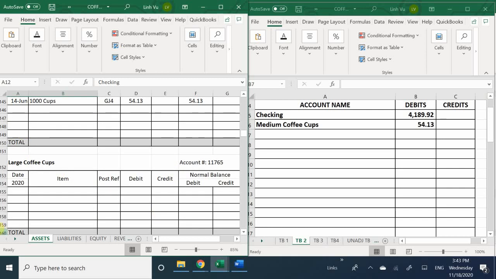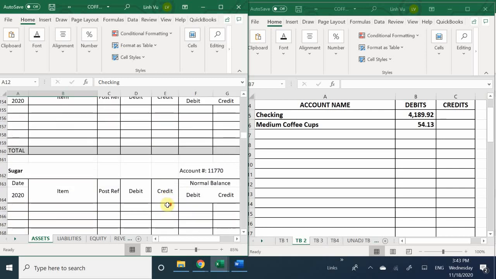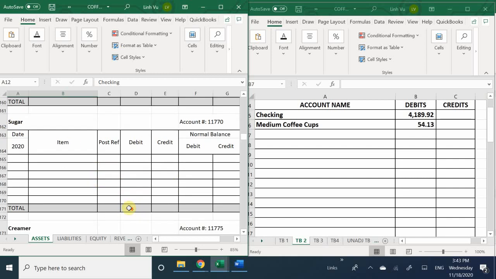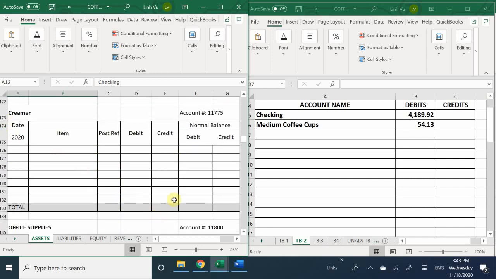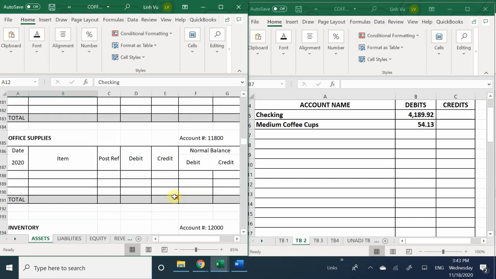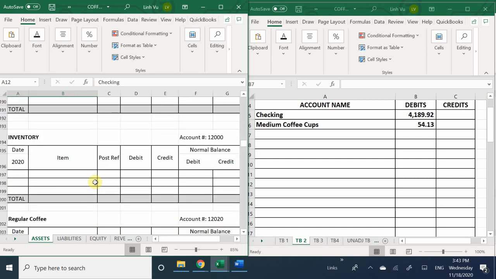Then let me see. I eliminated large coffee cups for the sake of this class, so that's my modification. But I didn't update this, so I don't have that. I haven't bought sugar yet, and I haven't bought any creamer yet. Right? So next thing is office supplies. Did I buy any office supplies yet? Nope. So now we can go ahead and look into inventory.